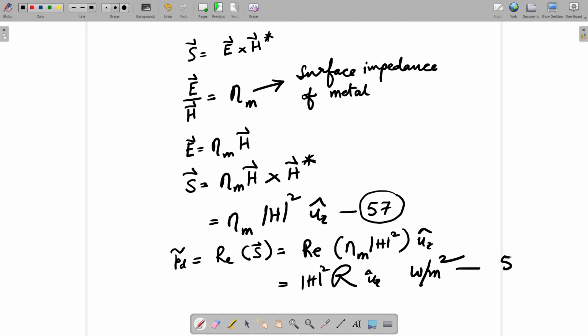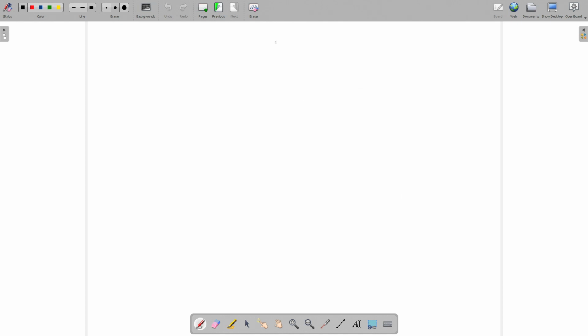Let us call this 58, where R is the real part of eta m. So, this is called the intrinsic resistance or the surface resistance of the metal.